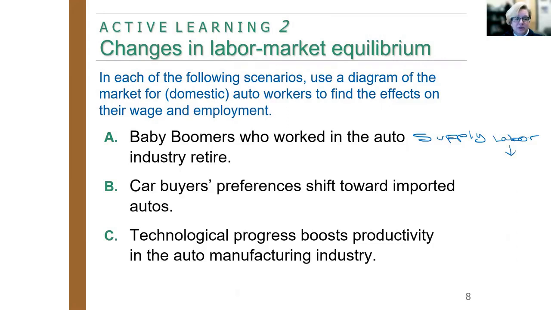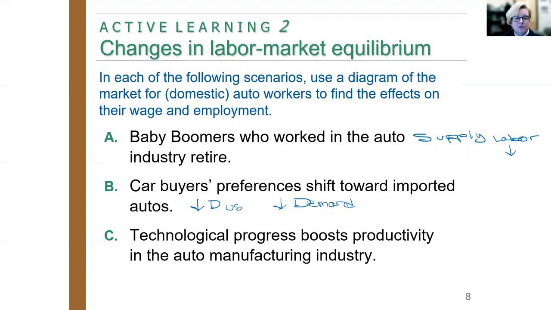Now let's look at the second one. Car buyers' preferences shift toward imported autos. So think of derived demand now. So that must mean that US or domestic car demand is down. If domestic car demand is down in the US, then derived demand would say the demand for workers in domestic industries is going to be down. So the demand is going to shift inward.